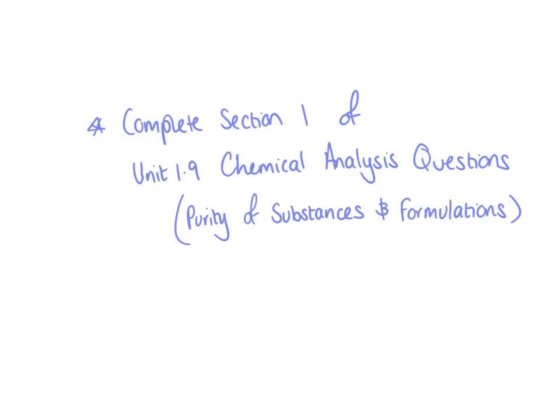So at this stage, what I would like you to do is to complete section 1 of the Unit 1.9 chemical analysis questions, and that covers the purity of substances and formulation. So it covers everything we've done up to now. So that's questions 1 to 6 at the start of that booklet of questions. So pause the video now and answer those questions before then moving on to the next section of the video, which looks at separation techniques.